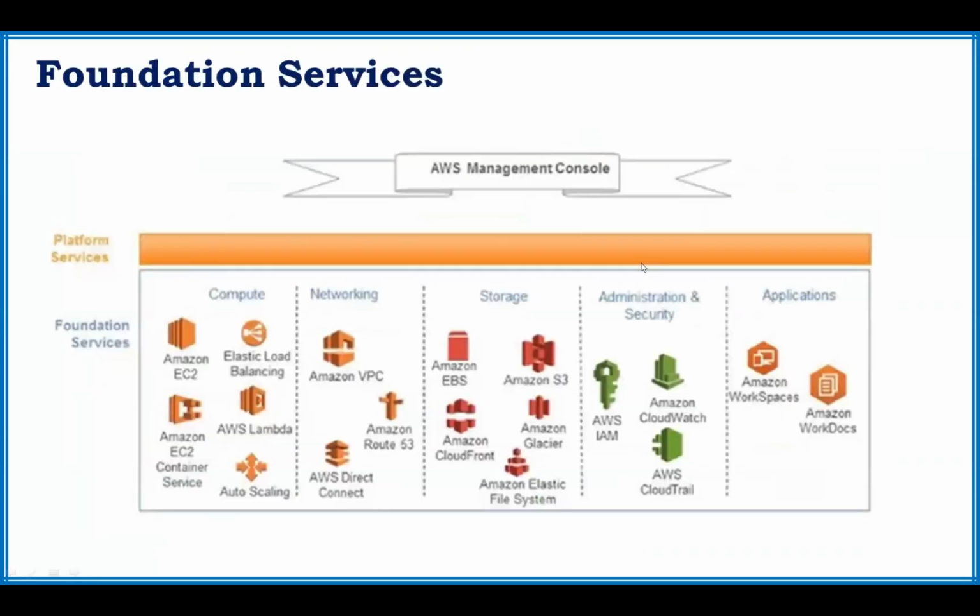If you talk about compute, you have multiple services like Amazon EC2, Elastic Compute Cloud, Elastic Load Balancing, Amazon EC2 Container Services, Lambda, and Auto Scaling. For networking, we have Amazon VPC, Amazon Route 53, and AWS Direct Connect. For storage, Amazon S3 is our data lake. Amazon Glacier, Amazon CloudFront, Amazon Elastic File System, Amazon IAM access for security, Amazon CloudWatch, and CloudTrail. For applications, we have Workspaces and others. So these are the services. Just allow me one minute.